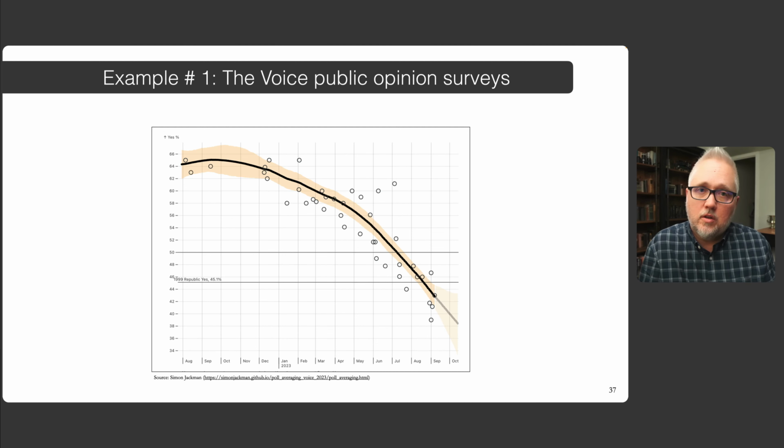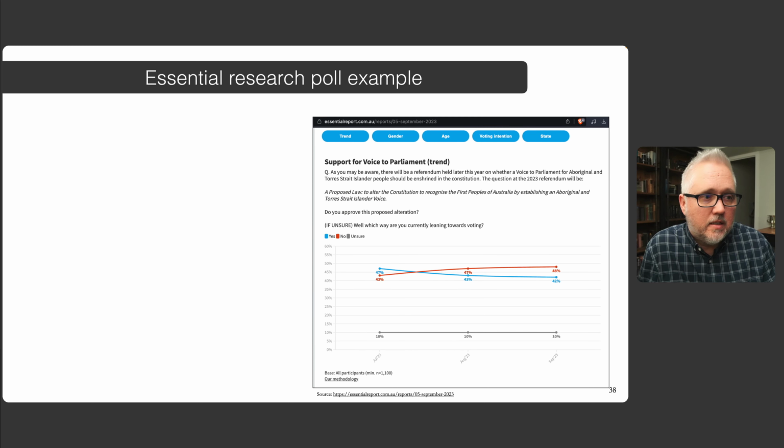And so you can look at each one of these polls individually. I did here using this Essential Research poll example. There are other polling agencies that do polling that Simon collects. However, this one is particularly transparent in their methodology, and it's also an outlier in a way which we're going to talk about in a second.